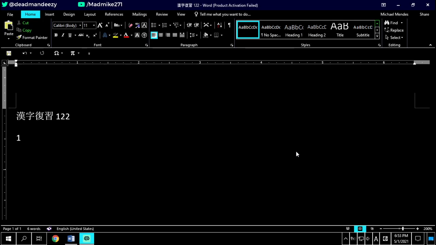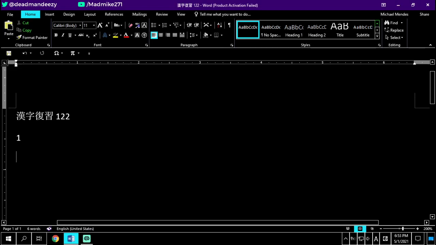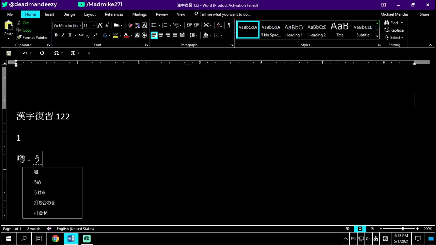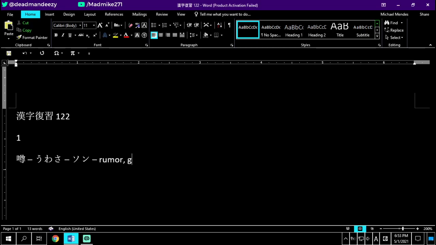Our first word for today is uwasa. Uwasa. This is just a kanji itself. This is not any word in itself. Uwasa is a word, but not the kanji itself. Son is going to be our onyomi. This means rumor, gossip, or hearsay.